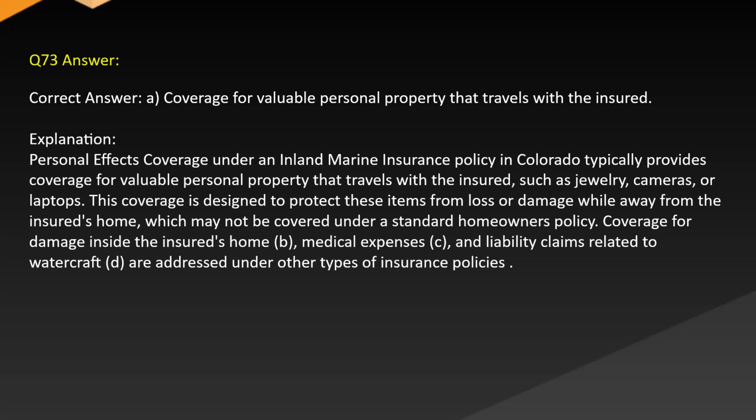Explanation: Personal effects coverage under an inland marine insurance policy in Colorado typically provides coverage for valuable personal property that travels with the insured, such as jewelry, cameras, or laptops. This coverage is designed to protect these items from loss or damage while away from the insured's home, which may not be covered under a standard homeowner's policy. Coverage for damage inside the insured's home, B, medical expenses, C, and liability claims related to watercraft, D, are addressed under other types of insurance policies.